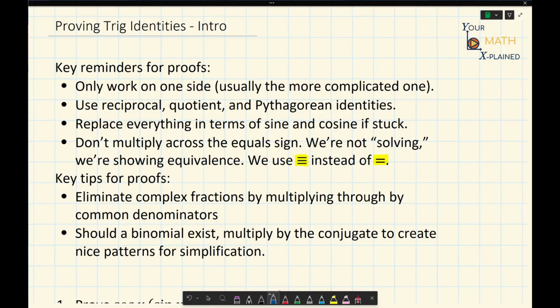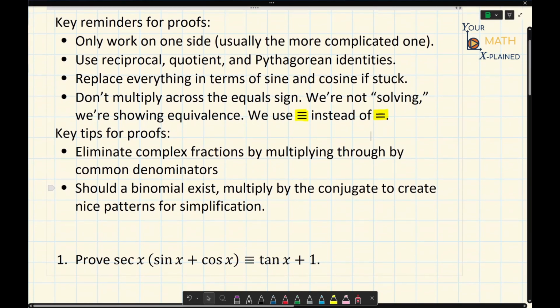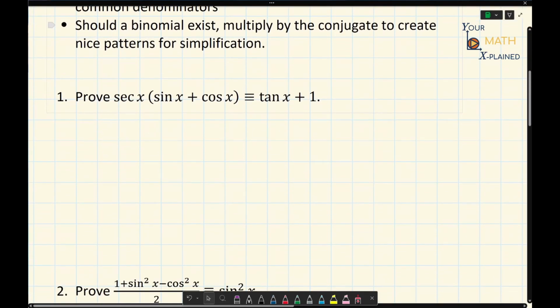And now some key tips for proofs. If you see complex fractions, you can simplify it by multiplying through by common denominators. And if you see a binomial, you can multiply by the conjugate to create nice patterns for simplification. So let's take a look at how all of this works through an example.